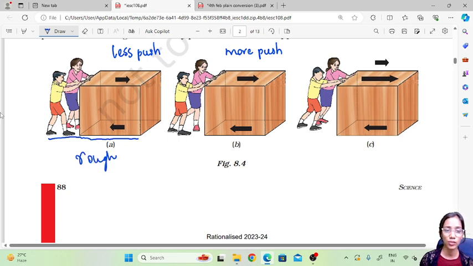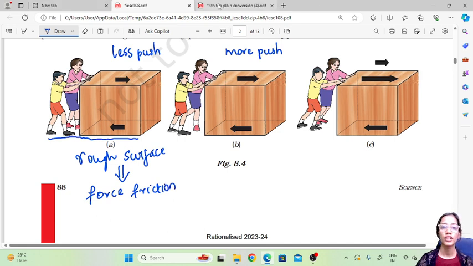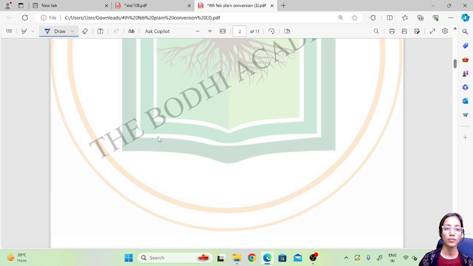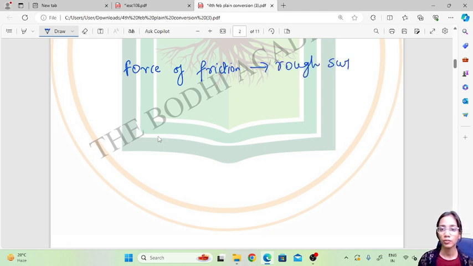This surface is a rough surface, and when the surface is rough, the surface is providing a force of friction or frictional force. So frictional force is provided by rough surfaces.